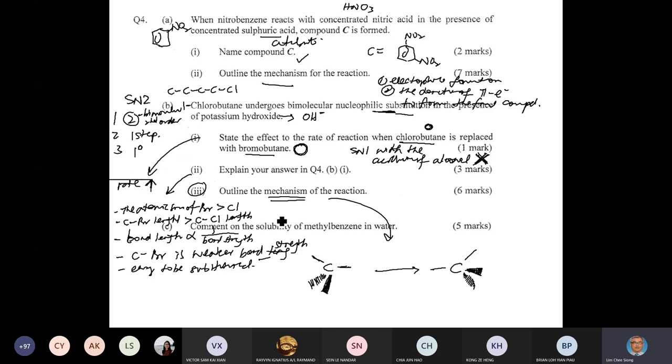Okay, now we go to part C. Comment about the solubility of methylbenzene in water. So you have to be concerned about it based on what? Give me some key points. Okay, before this, can you print screen for it?